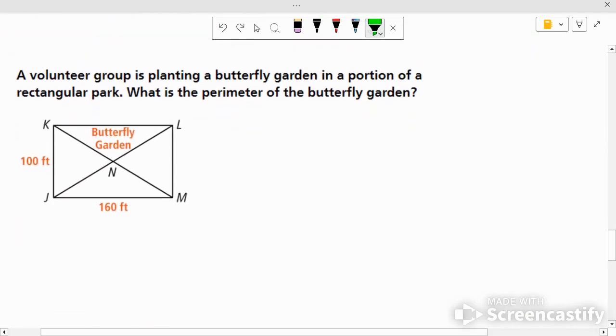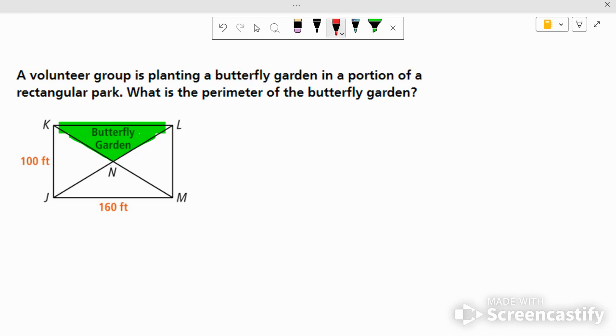All right. A volunteer group is planting a butterfly garden in a portion of a rectangular park. They're going to plant it right in this triangle area here, and that's it. Okay, the butterfly garden is going to go right here. They're going to fence that off. They're going to put a fence here, here, and here. How much fencing do they need to buy for that butterfly garden if they're going to fence it all off?